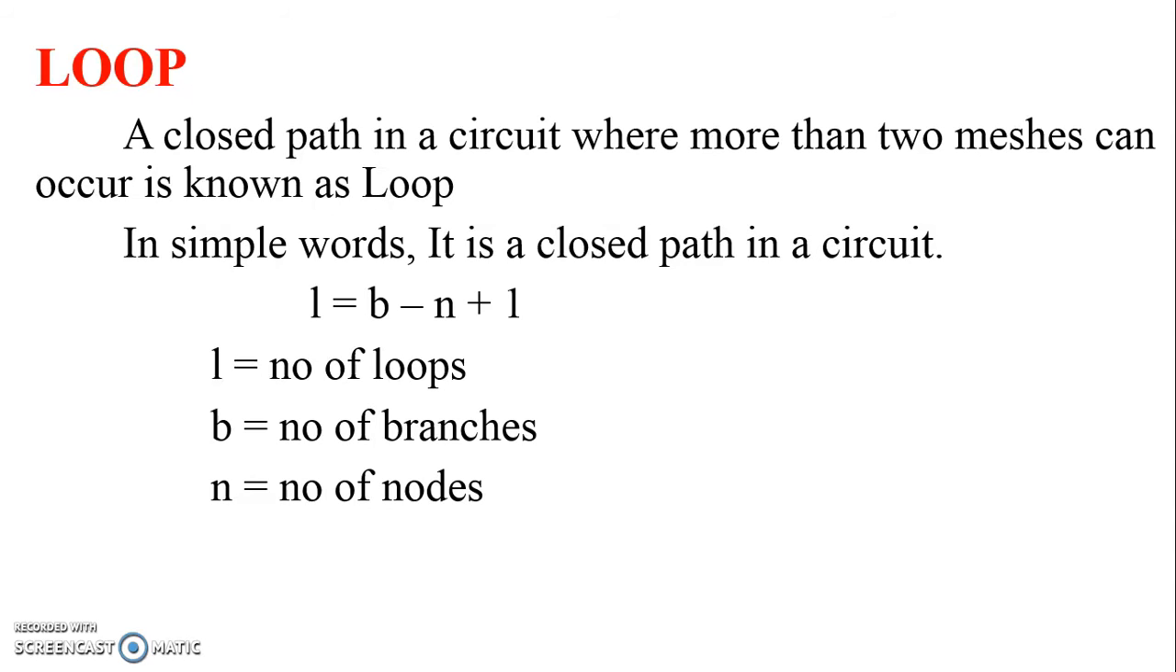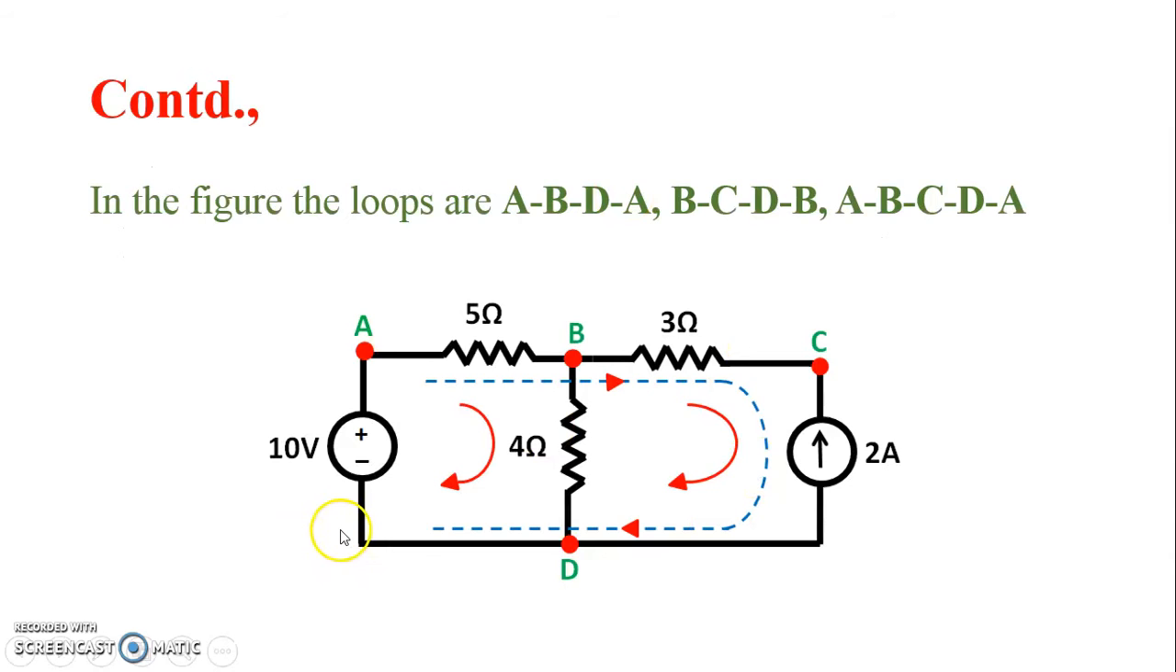The number of loops can be found by using this formula: L equals B minus N plus 1. Here L is the number of loops present in a circuit, B is the number of branches in a circuit and N is the number of nodes present in a circuit. In the figure we have three loops: one is A, B, D, A, the other one is B, C, D, B, and finally A, B, C, D, A is another loop. So these are the basic terms which we use in mesh and nodal analysis.